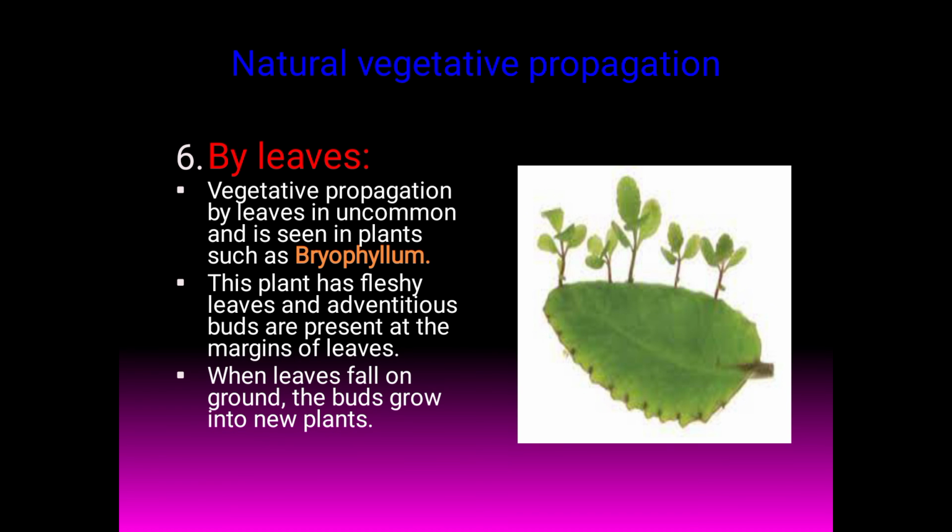By leaves. Vegetative propagation by leaves occurs in Bryophyllum, and this plant is also known as patharchatta. And this is a very uncommon method of natural vegetative propagation. Bryophyllum plant has fleshy leaves and adventitious buds are present at the margins of the leaves. When leaves fall on the ground, the buds grow into new plants.